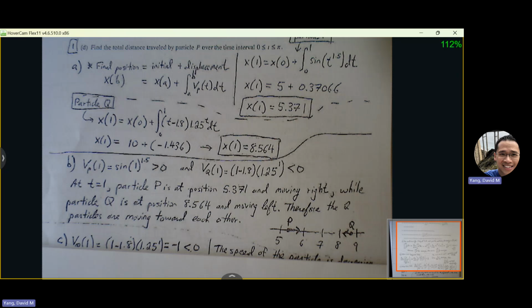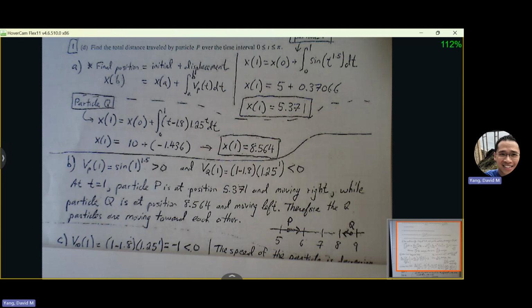So we know particle P is at 5.371 on the number line. Particle Q is at 8.564 on the number line. The velocity of particle P is positive. Sine of 1 to the 1.5 is positive, so it's moving to the right. So we know P is moving to the right.